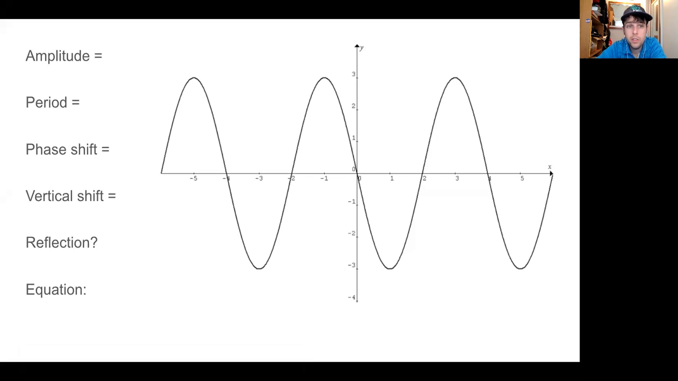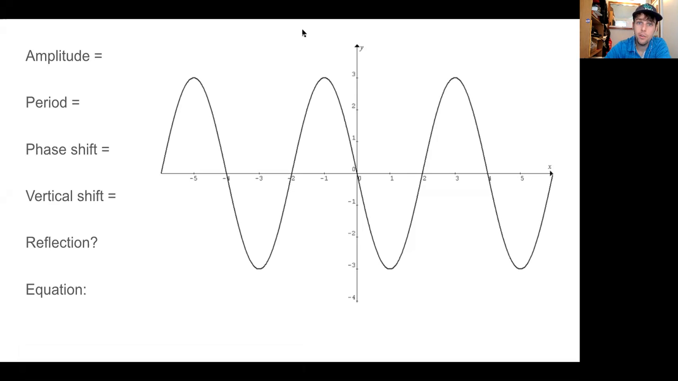All right, so this is part 3 of 3.2. What we're going to be looking at right now is going from a graph into an equation. And I'm just going to start off by saying this. There are going to be multiple answers for every graph, multiple valid answers for every graph.